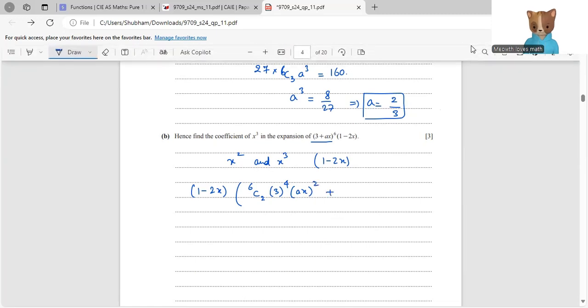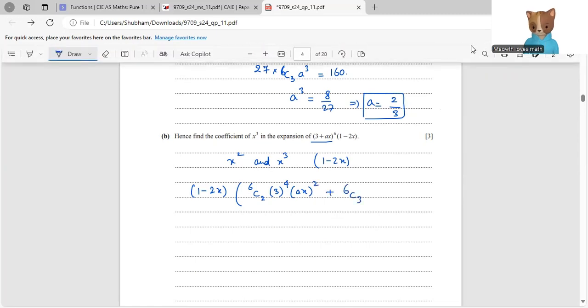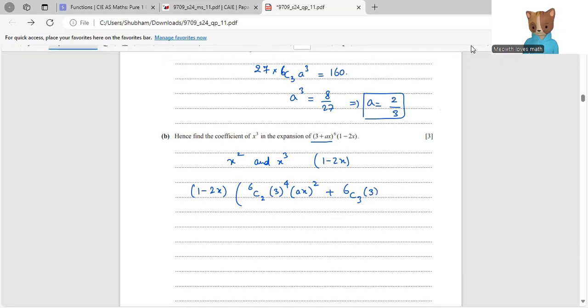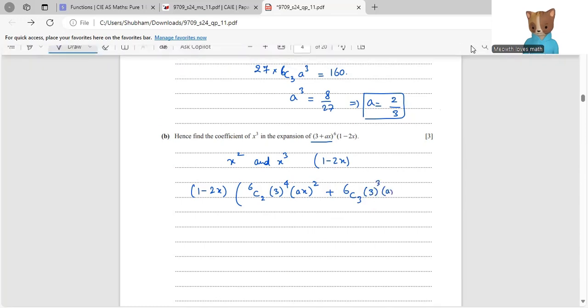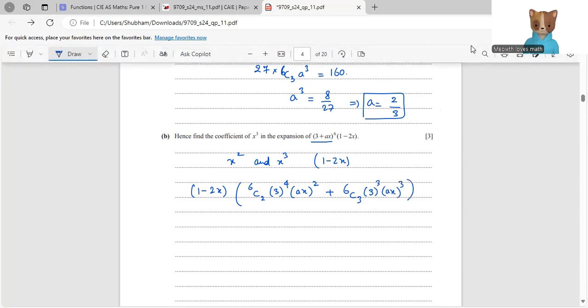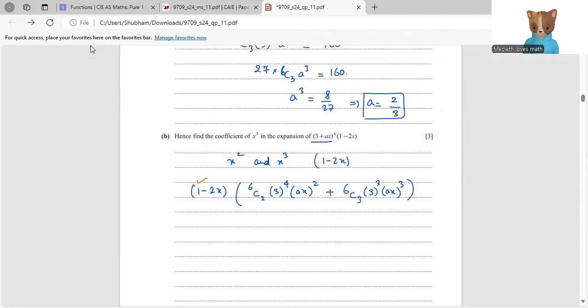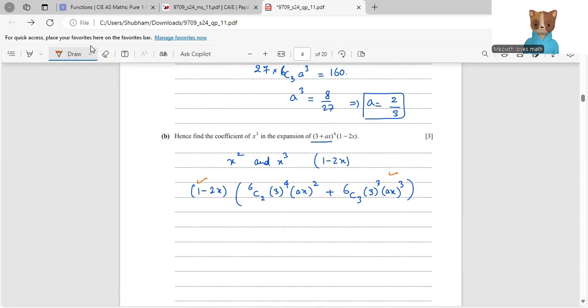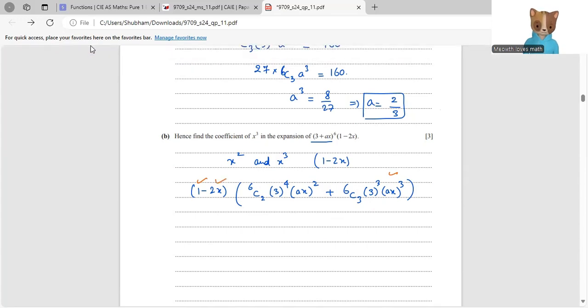Alright. Plus 6c3, and then you will get 3 to the power 3, a x to the power 3. Okay, now see here, when you multiply 1 with this cubic term, x cube, you'll get a cubic term, right? And then negative 2x multiplied by this will also give you a cubic term.